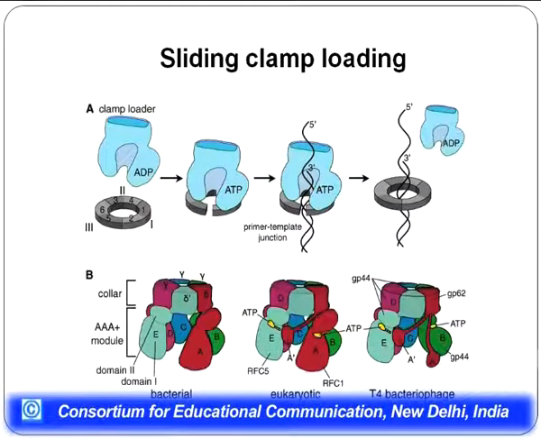Here a sliding clamp loader which is bound to ADP is not able to bind to sliding clamp, whereas when it is bound to ATP, apart from binding to the sliding clamp, it also causes its opening and its loading onto the DNA.